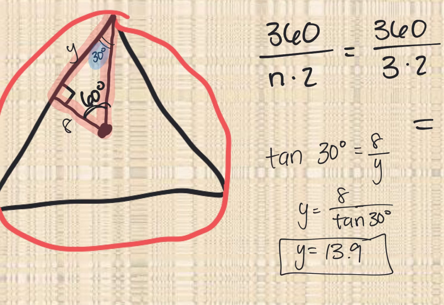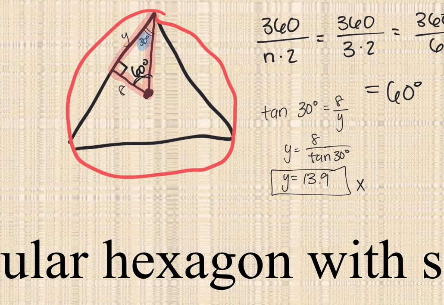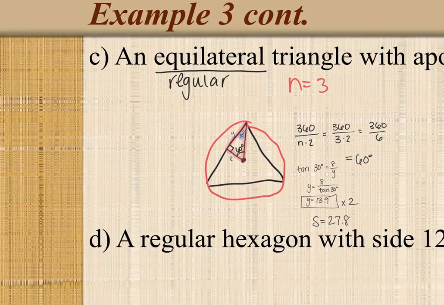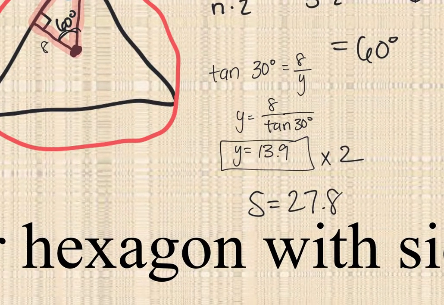But that is not the length of the entire side. You have to take that and do what with it? Multiply it by 2. So the entire side length is 13.9 times 2, which is 27.7. Or 27.8, because if you rounded it, you should get 27.8. We don't have units, so we're just going to label it units.